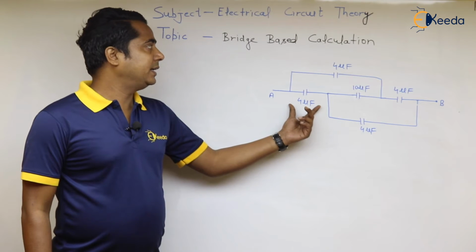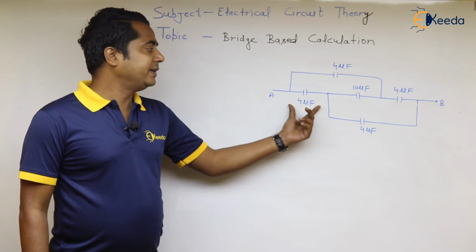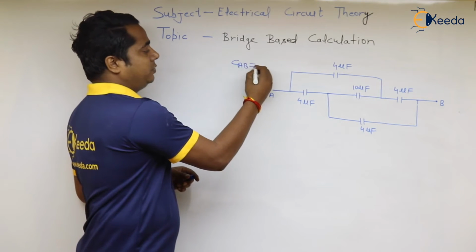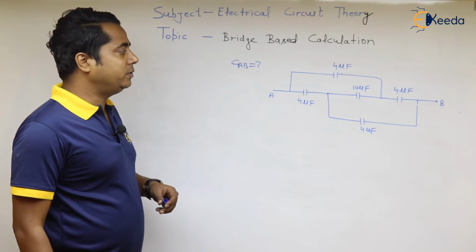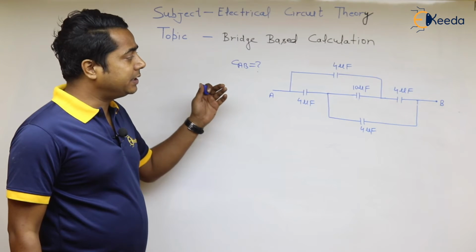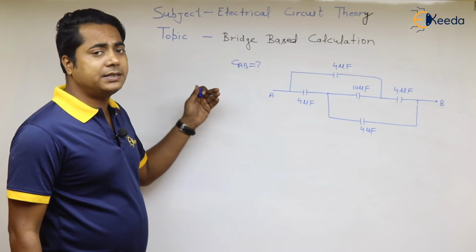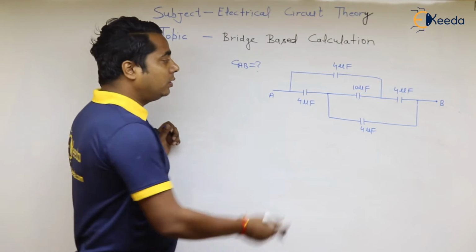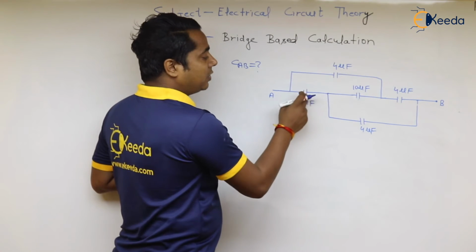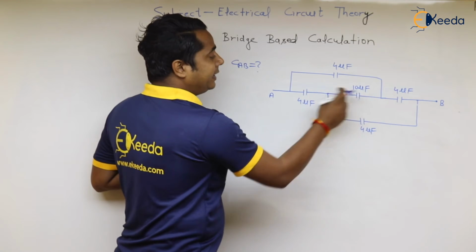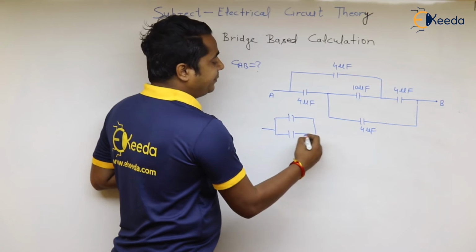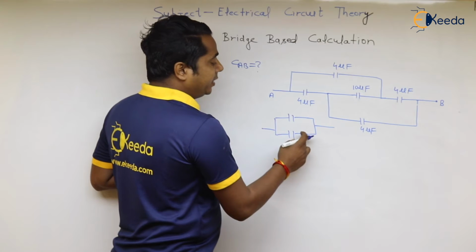We have one question here on bridge-based calculation in which we have to find the value of CAB. What will we do? We will first see which capacitances are in series and which are in parallel. We cannot say easily, this and this are not connected in parallel. They will be connected in parallel if there would not be any point in between these 2 points.